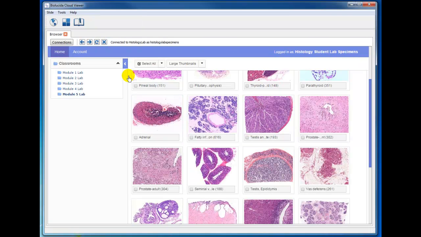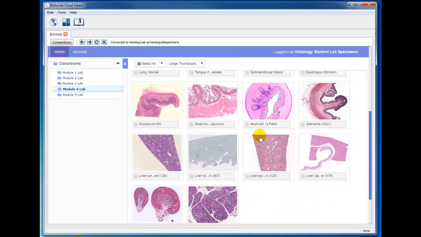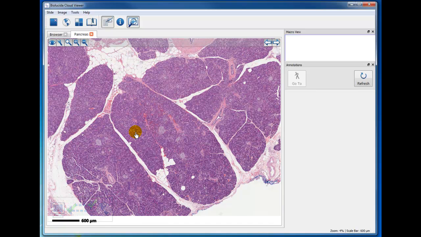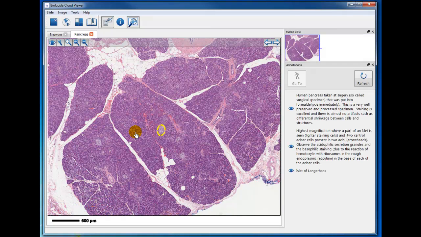So let's go over to the module 4 lab. We got a really ideal pancreas. So when we open that one up, immediately you can spot the islets. Of course I outlined one there, but there's another one over here, another one here, another one here, and a few small ones down in here.